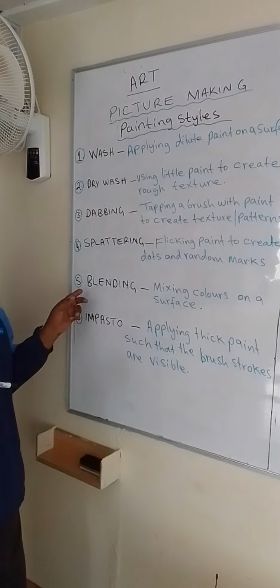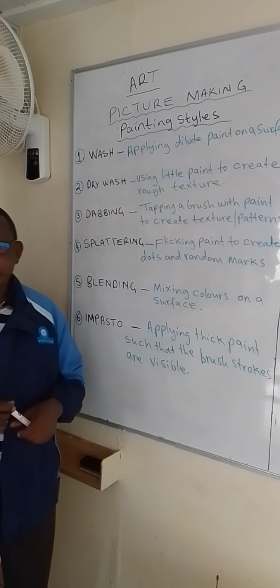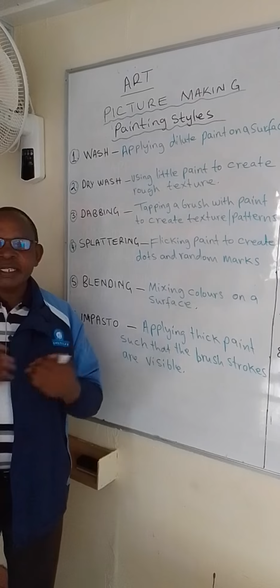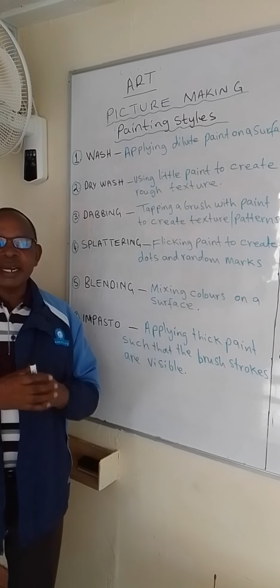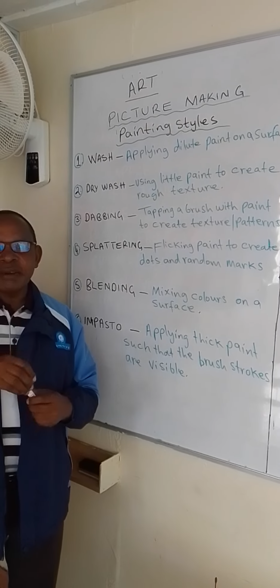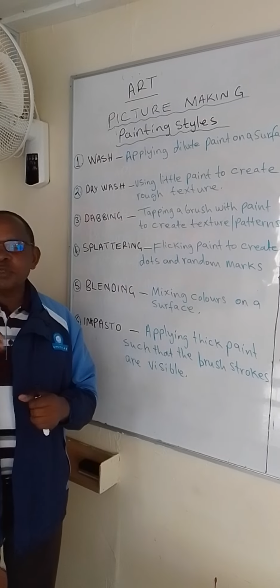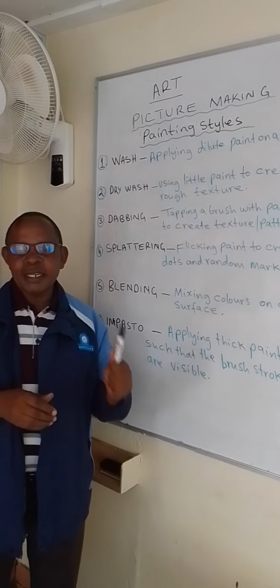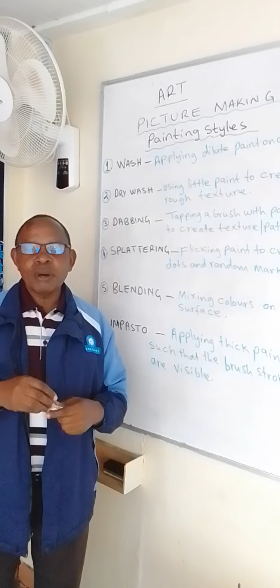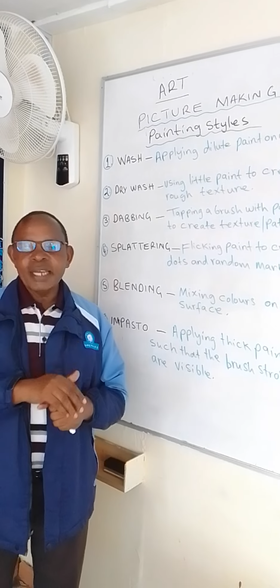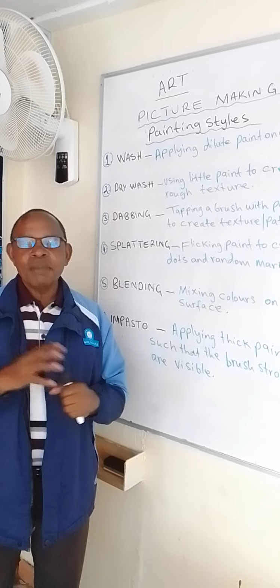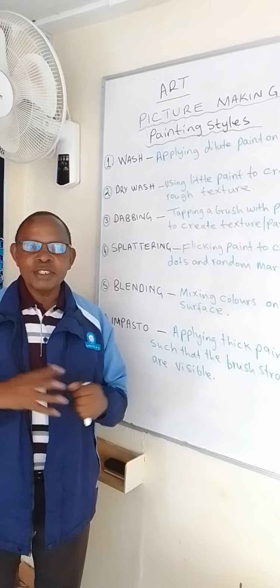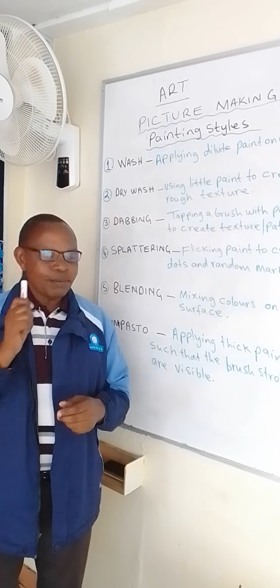And then number five, we have blending. Blending is when you are mixing different colors together so that you can create a certain shade of color or a certain tone of color which you can use. So in that case, the technique of applying the paint so that it can appear nicely is known as blending the colors. As you blend the colors, you bring about what we call harmony.